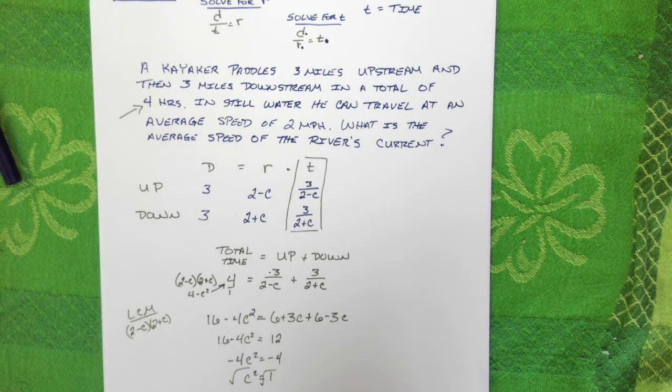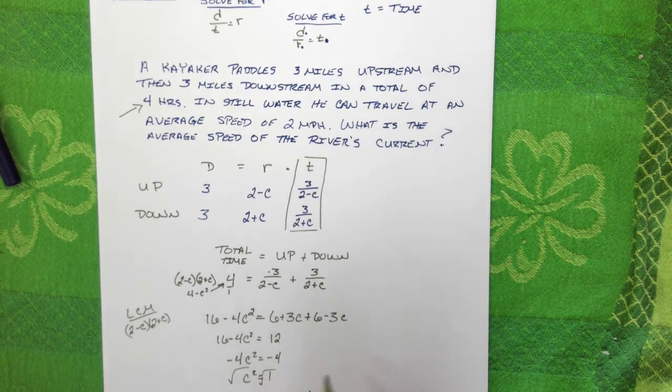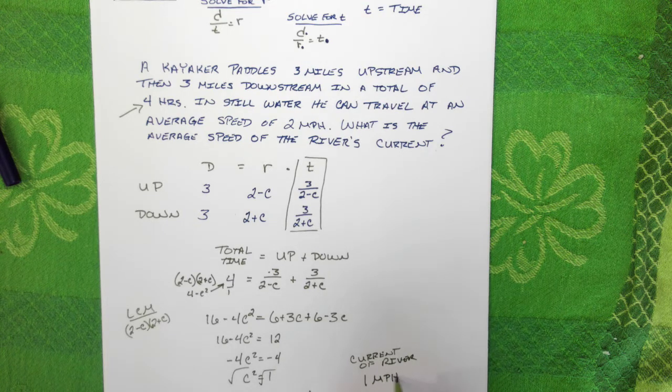What are we talking about though? Current of a river. Extraneous solution. So what did we figure out? That the current of the river is 1 mile per hour. The river had a current of 1 mile per hour.